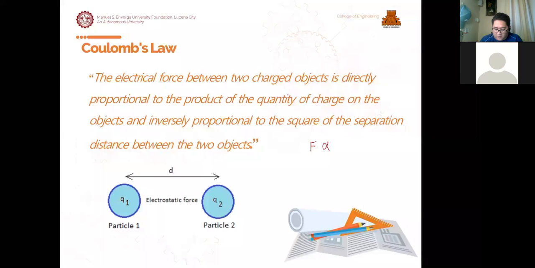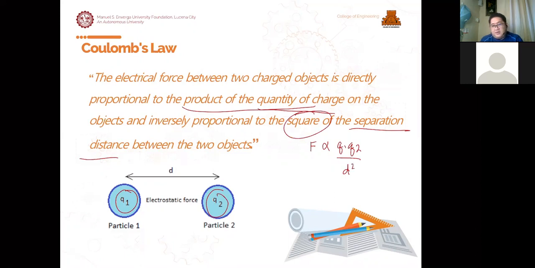directly proportional sa quantity of charge, no? Yung charge natin dito is Q1 and Q2. So product ng quantity ng charge, so product ng Q1 and Q2, and then inversely proportional sa square ng separation distance. So ang separation distance niya is itong D na to. Okay? So yung distance ng two particles with each other. So inversely proportional, so nasa denominator na siya. Then nakalagay is naka-square dapat siya. So D squared.